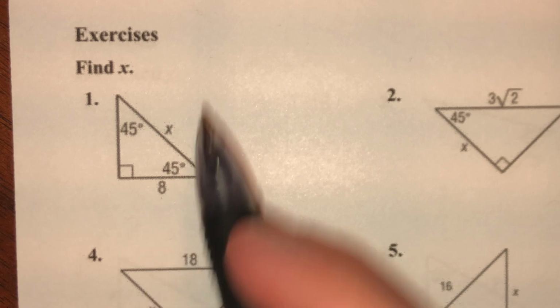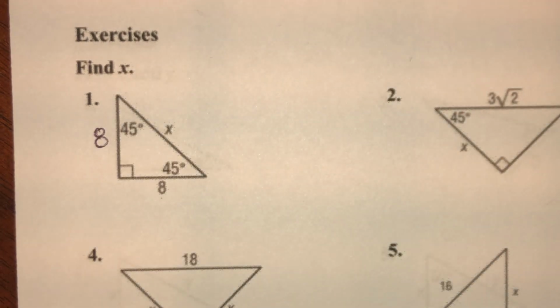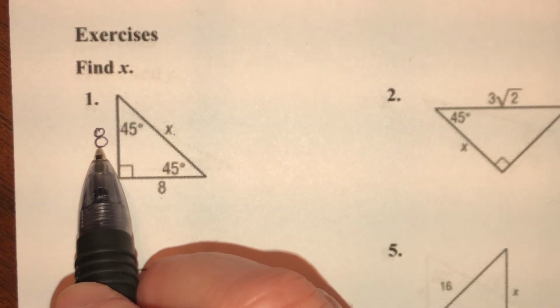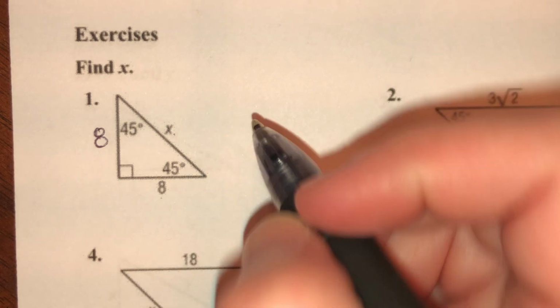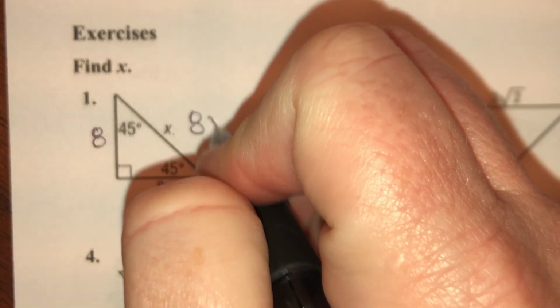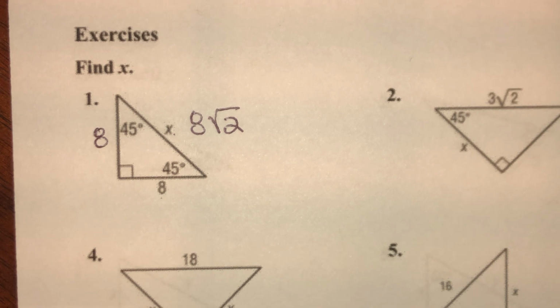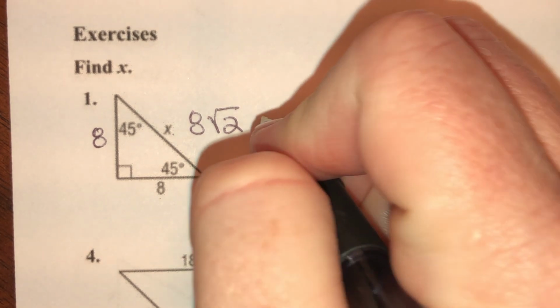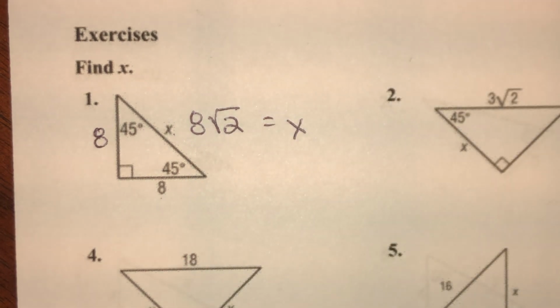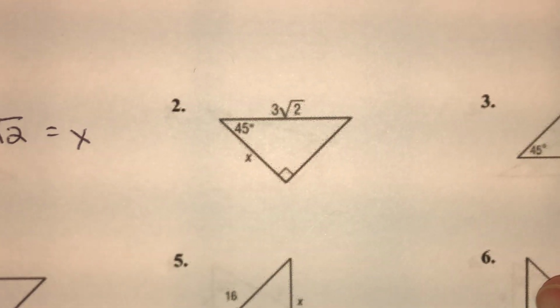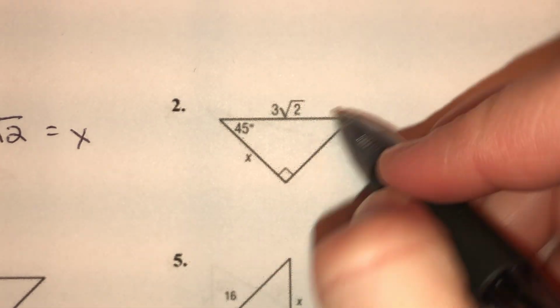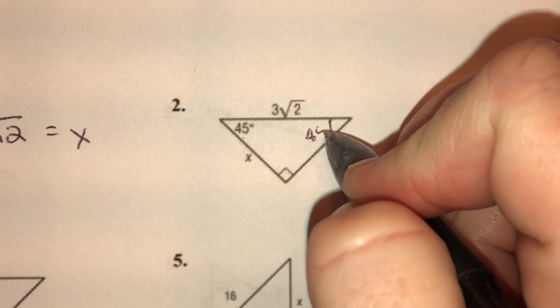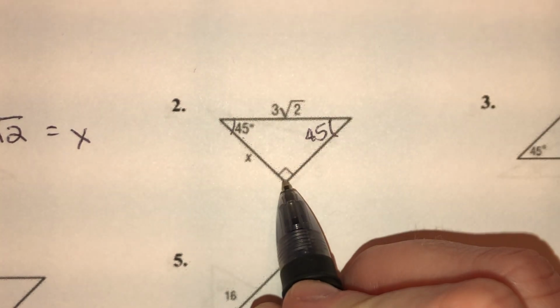All right, so number 1, we have a 45, 45, 90. We know the leg is 8, so this leg has to be 8, and to get the hypotenuse, I multiply the leg by the square root of 2. So 8 times the square root of 2. Done. That's it. X equals 8 times the square root of 2. Finished. Number 2. Here's a 45 degree. Here's a 45 degree. And here's a 90 degree, right?